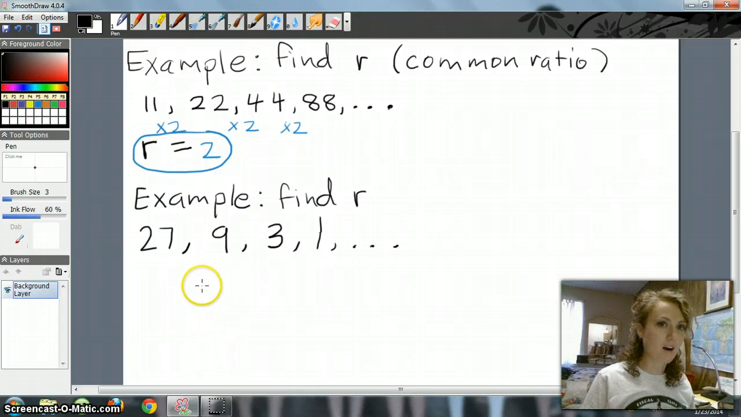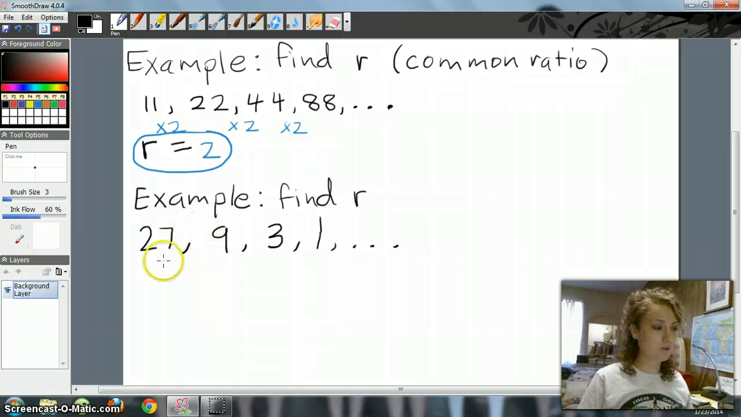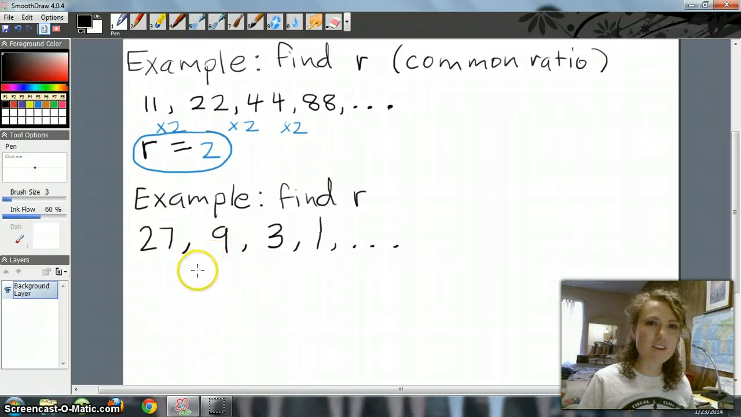So to find R, we need to realize what we're multiplying by to get the next term each time. Now this one isn't as obvious, so I'm going to teach you something you can do to always get the common ratio. There's a little formula. It was pretty easy to see up above that we were just doubling, which means multiplying by 2. This one here, though, isn't as obvious. To get from 27 to 9, it's kind of hard to think, what did I multiply by?